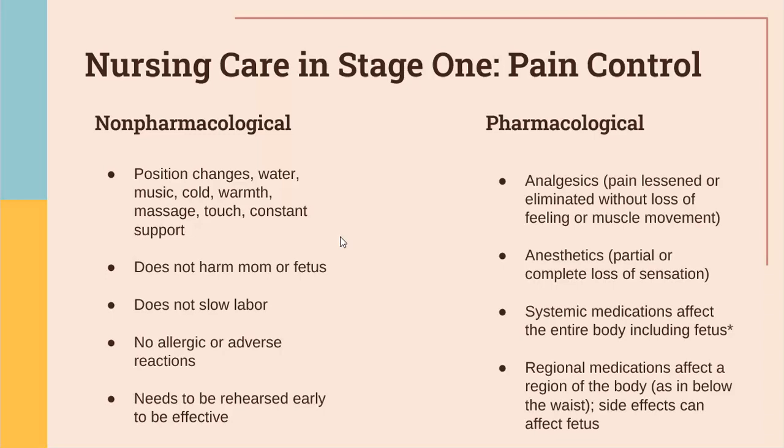So she does sort of have to have had a plan and to know, this is what I want to do, these are my options. And then there are pharmacological interventions that you're going to need to know about. Analgesics lessen the pain without eliminating the loss of feeling or muscle movement. And then anesthetics are partial or complete loss of sensation. We'll talk a little bit about systemic medications because they affect the entire body, including the fetus. And then we'll talk about regional medications, which affect a region of the body, as in an epidural, so below the waist.